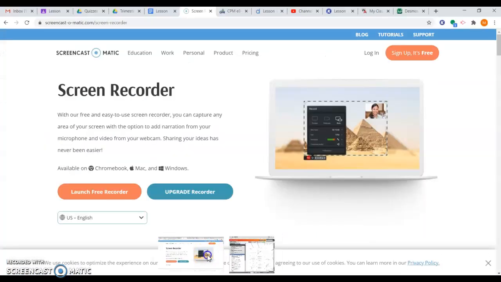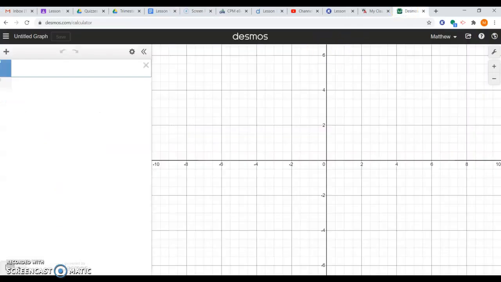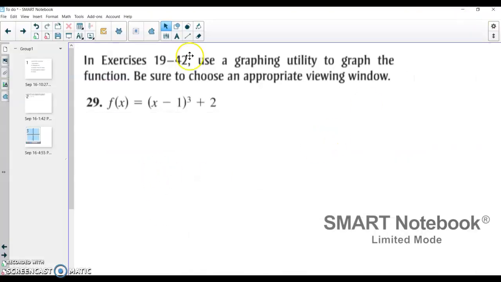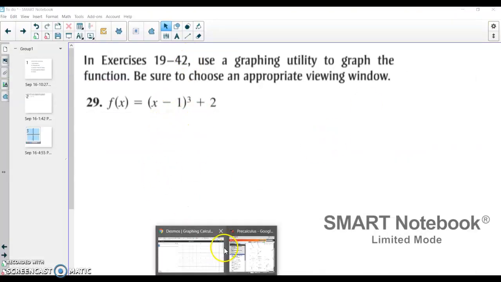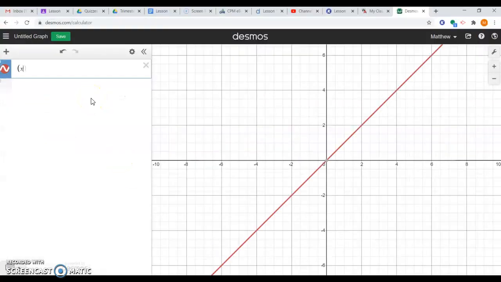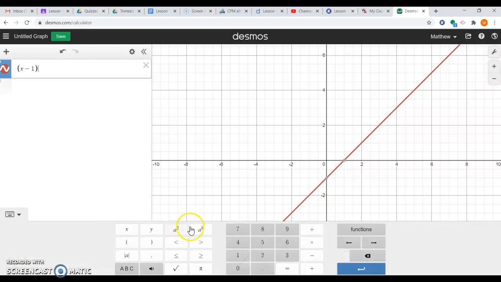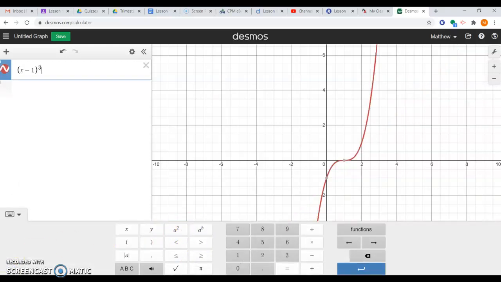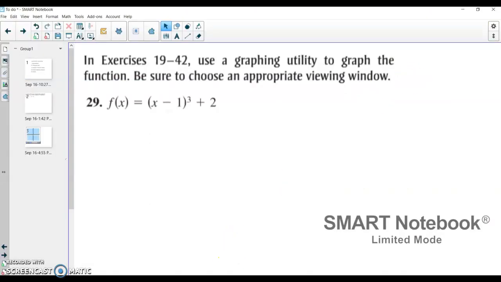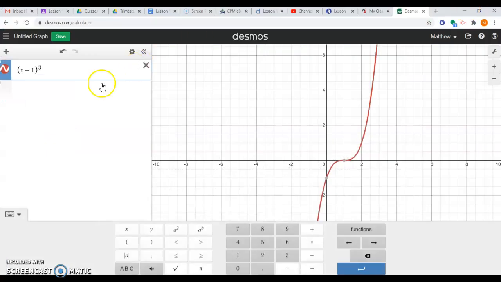And so I'm going to open up Desmos just to plug it in, and my function is x minus 1 cubed. So on Desmos, that is x minus 1 cubed, and I believe it is plus 2 at the end there. Okay, so x minus 1 cubed plus 2. And that is what my function looks like.